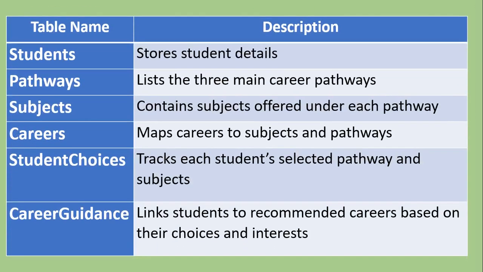Now here, we shall break down our system into tables. So we usually start by creating tables. For instance, here I have a table called students, which stores students' details. I have pathways. This lists the three main career pathways. We have subjects. This contains subjects offered under each pathway. Then we have careers. This maps careers to subjects and pathways.